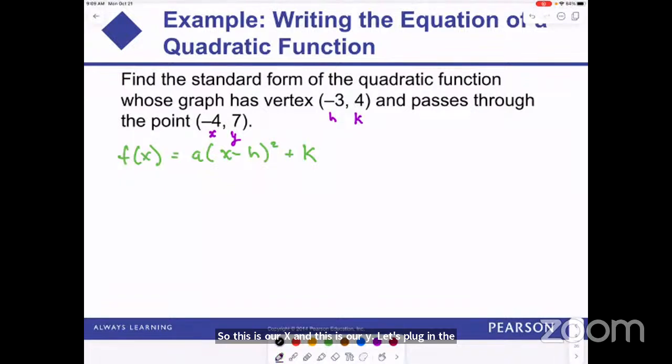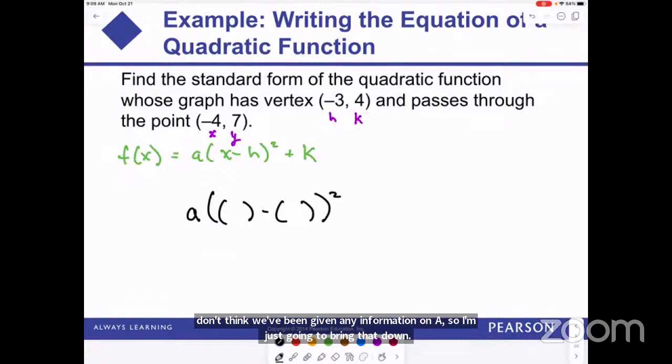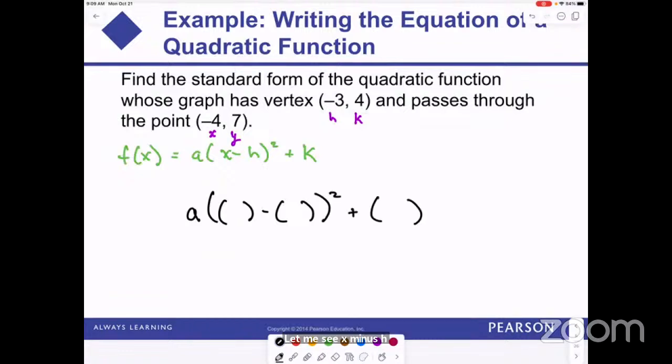Okay. I don't think we've been given any information on a, so I'm just going to bring that down. Let me see, x minus h squared plus our k. Okay. So first, everything equals y. So I replace each component with a blank set of parentheses, and then I'm going to do my substitution by plugging into the blank parentheses. So my x is -4, my h is -3, my k is 4, and my y is -7. So again, the parentheses help us to minimize our chance of making mistakes when it comes to these signs.